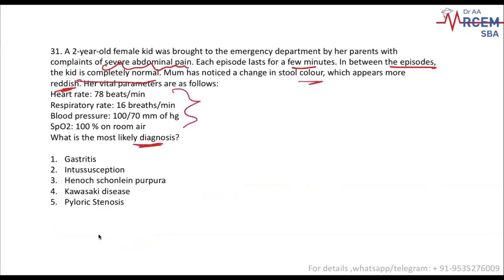This is a paroxysmal abdominal pain. In between the episodes, it is completely stable. Along with it, reddish colored stools are suggestive of currant jelly stools. Currant jelly stools, along with episodic severe abdominal pain, is suggestive of an intussusception.